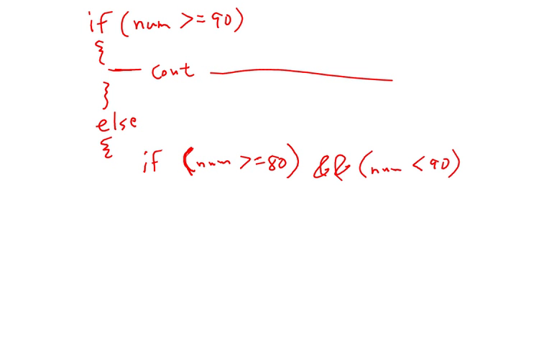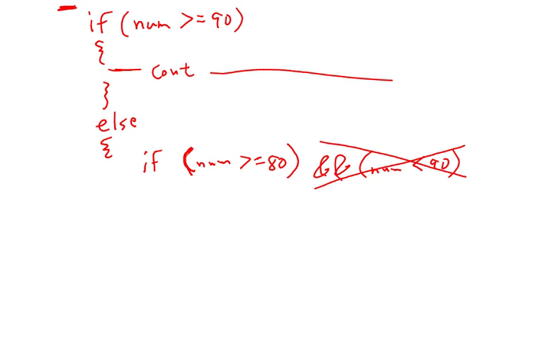Why do I not need that? The second part. Think about that for a minute. If you said that once you get inside this else, there is no possibility that your number is greater than 90, then you would be correct. Think about what happens. Start at the very top.